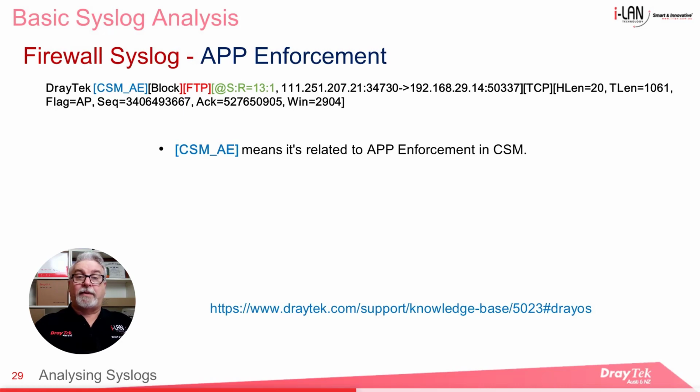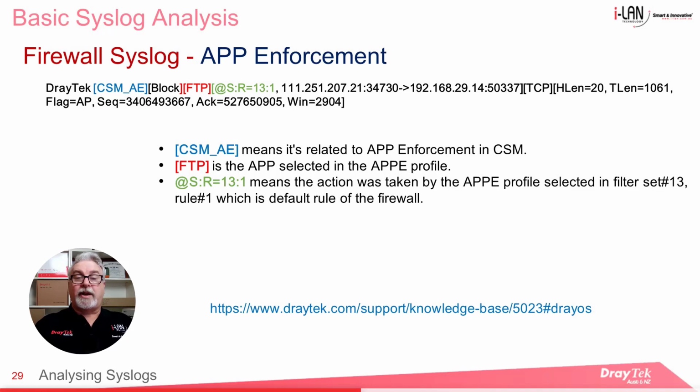Next we have FTP, shown in red. This means that FTP has been selected in the APPE profile. The entry shown in green at S:R equals 13.1 means the action was taken by the APPE profile selected in filter set number 13, rule number 1, which is the default rule of the firewall.